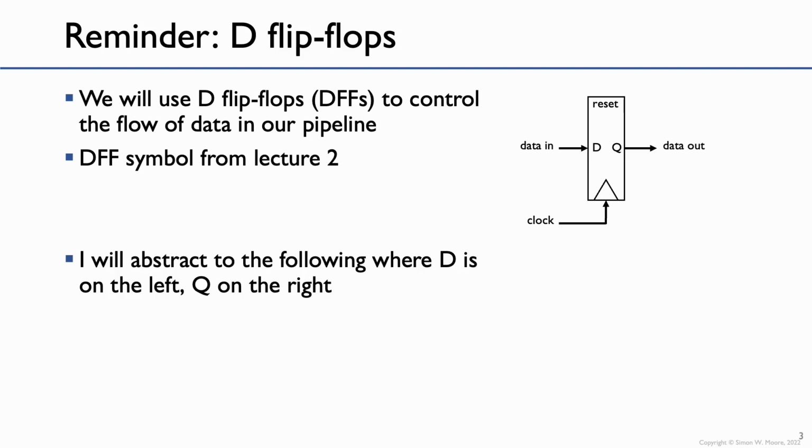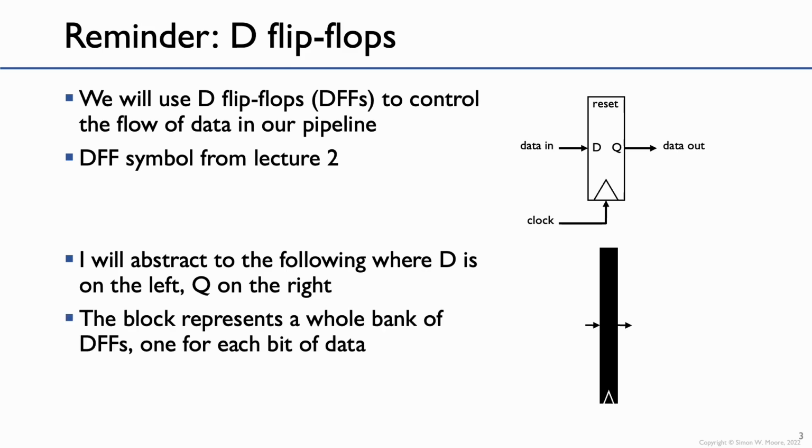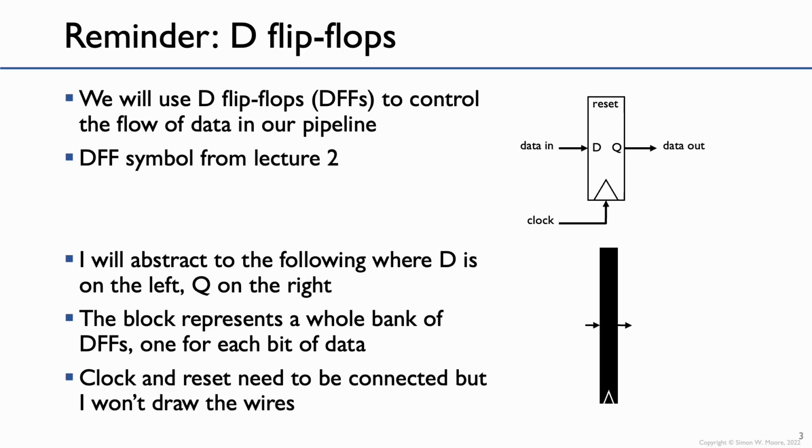I'm going to abstract the D flip-flop to the following simple diagram where D is on the left and Q is on the right, and moreover that black block is typically going to represent a whole bank of D flip-flops. So we'll have one D flip-flop per bit of data or even control signal. And the clock and reset need to be connected, but I'm not going to draw them on the diagrams because it will just make the diagrams very complicated. But whenever you see one of these blocks, assume there is a clock tree that's driving all the clock inputs, and that there will be a reset network so that we can reset the design.